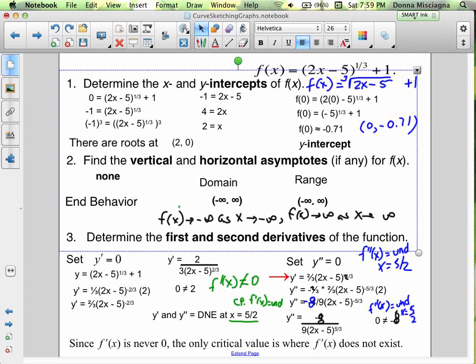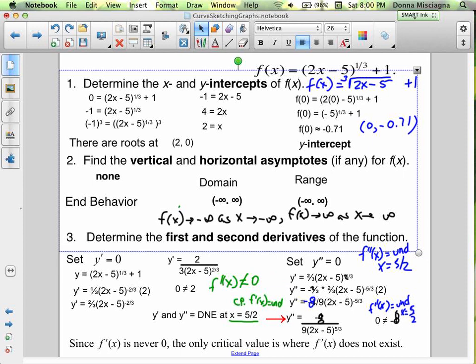So that would be, we have a -2 times a 2 times a 2. That'd be negative 8/9 times 2x minus 5 to the negative 5/3 power. Again, simplify that negative exponent, and we've got the second derivative is negative 8 over 9 times 2x minus 5 to the 5/3 power. And again, negative 8 never equals 0.